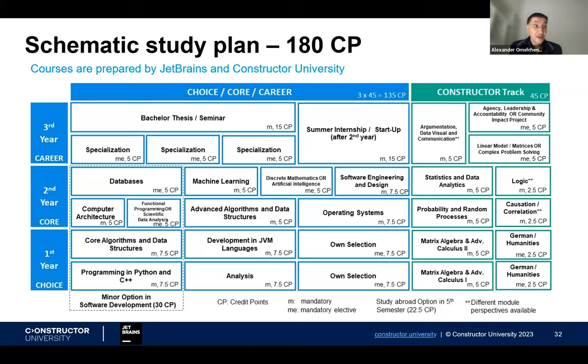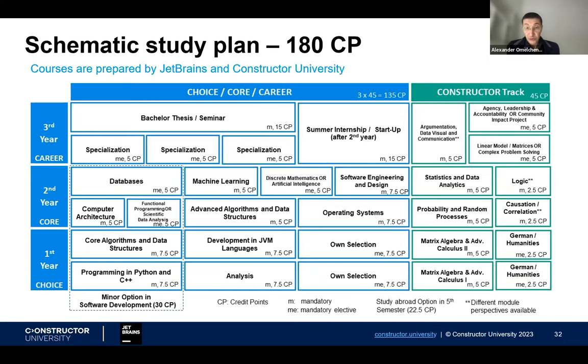You could try to apply for internship in JetBrains, for JetBrains and for other IT companies here. Also, we've got lots of special models, like deep learning, NLP, compilers, other courses. And of course, you've got bachelor thesis and research seminars.